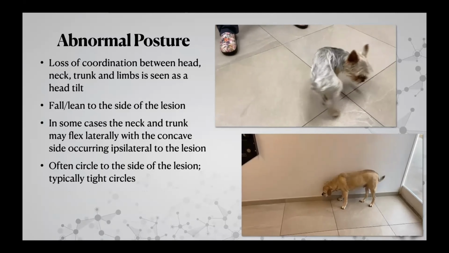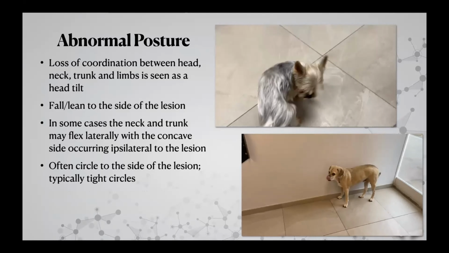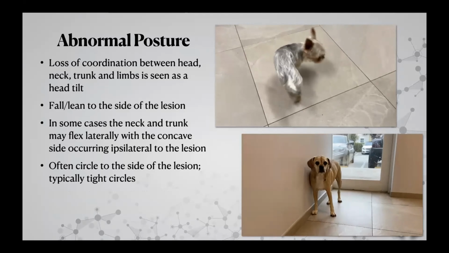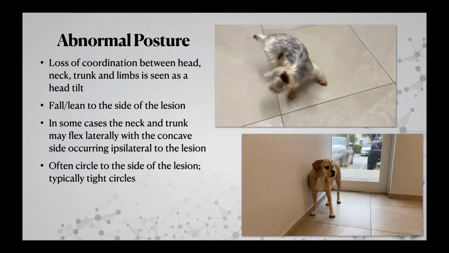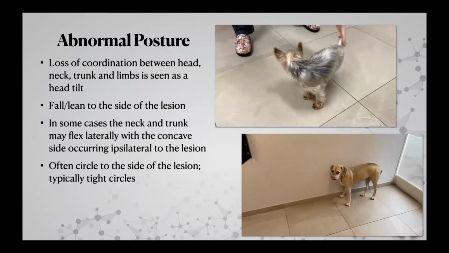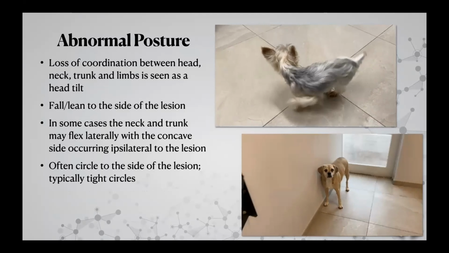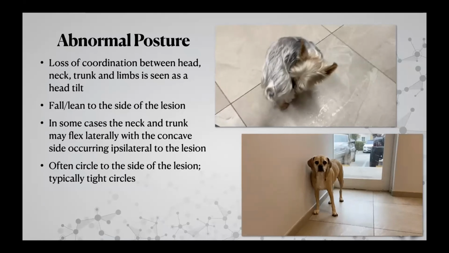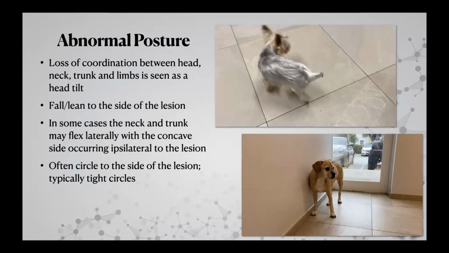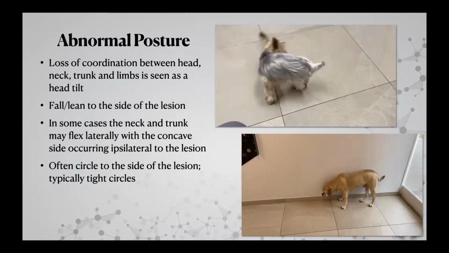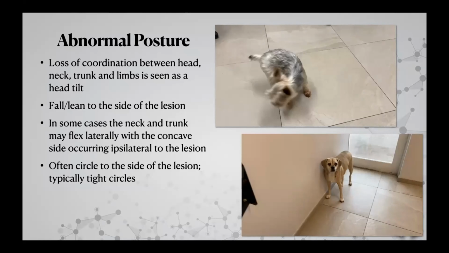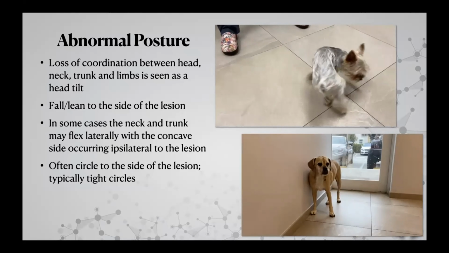So abnormal posture. Because of the involvement of your vestibular system in the movement of your head and your neck and your body, loss of function is going to create a loss of coordination between these systems, okay? So the most common sign that we will see is a head tilt, okay? That is where if you look at the dog or the cat or the rabbit or the large animal straight on, one ear will be lower than the other.